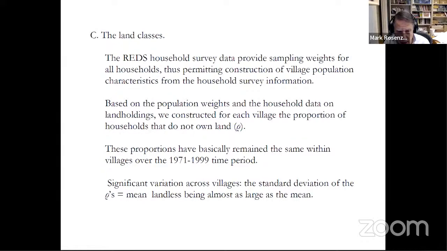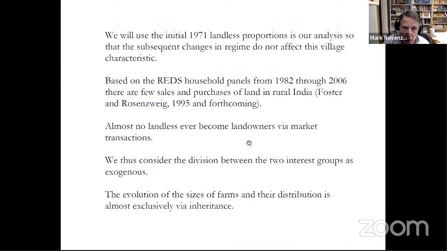All right. So we're defining the land classes. We have the population weights, as I said, in the REDS to make these representative, so we can get for each of the villages the appropriate fraction of the population that is landless. The proportions have basically remained the same over the period. And because we don't want democratization to affect the rows, we're going to stick with the initial 1971 fractions of the population landless. Okay. There is, however, significant variation across the villages. As you see there, the standard deviation of the rows is equal to the mean, okay, for the villages.